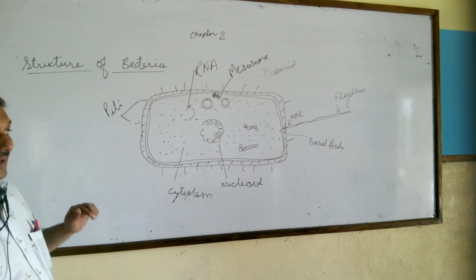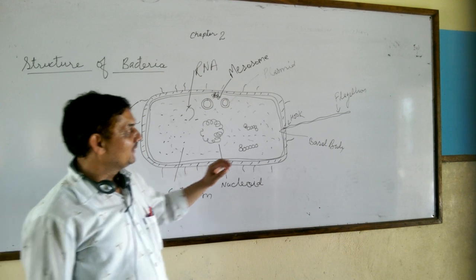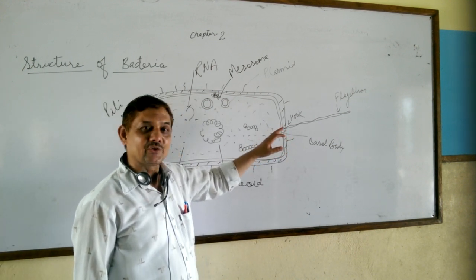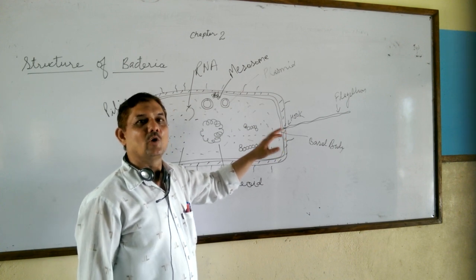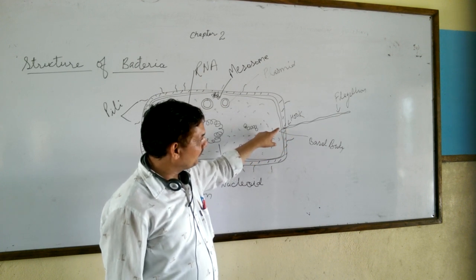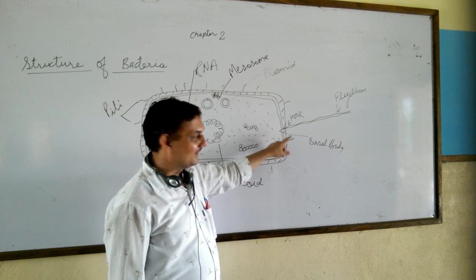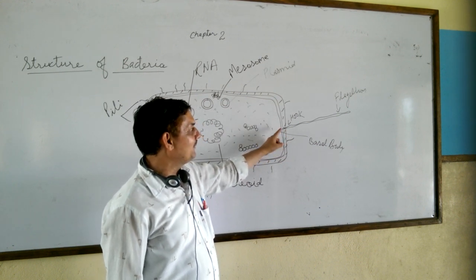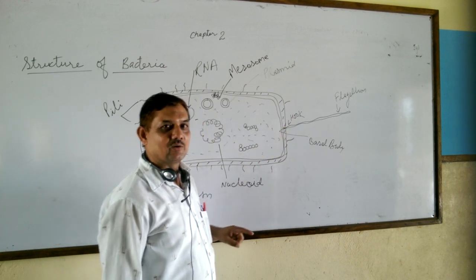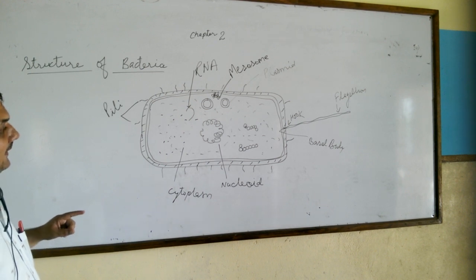Now the bacterial cell may or may not possess flagella. The flagellum is a whip-like structure which helps in locomotion. The flagellum has three parts. The bottom part from which it arises is called basal body. Then the part which is attached to the basal body is called hook, and the long thread-like structure is called filament.